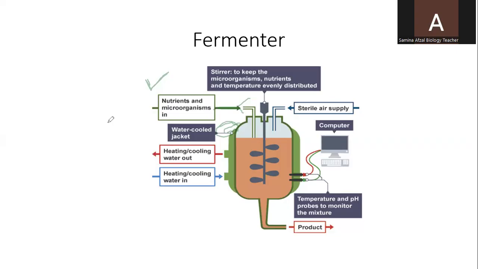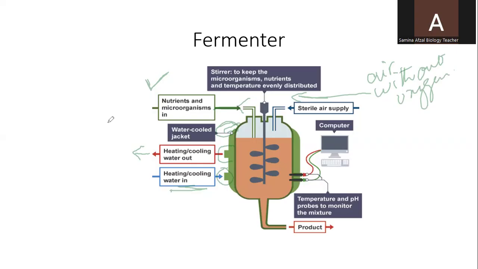If we want to take out the water, this point will be used for this purpose. The lower part shows where we enter the water into the fermenter. And on the other side, we can have a sterile air supply. Sterile air supply means air without microorganisms. This type of air is called sterile.